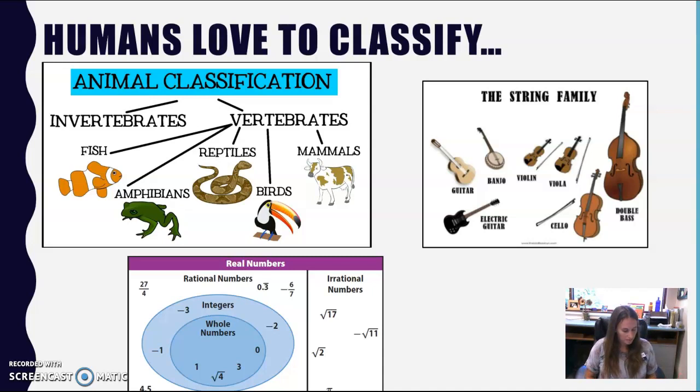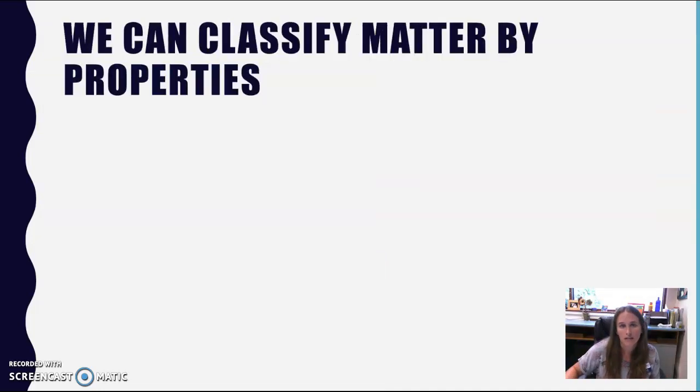We can try to classify them in terms of composition. What are they like at the particle level? Are they all the exact same kind of particle, so a pure substance, or are they a mix? And if they're mixed, are they mixed thoroughly with even ratios or not? And that leads us to some of those classification systems. But another way that we can classify matter is by its properties. We classify matter by properties.